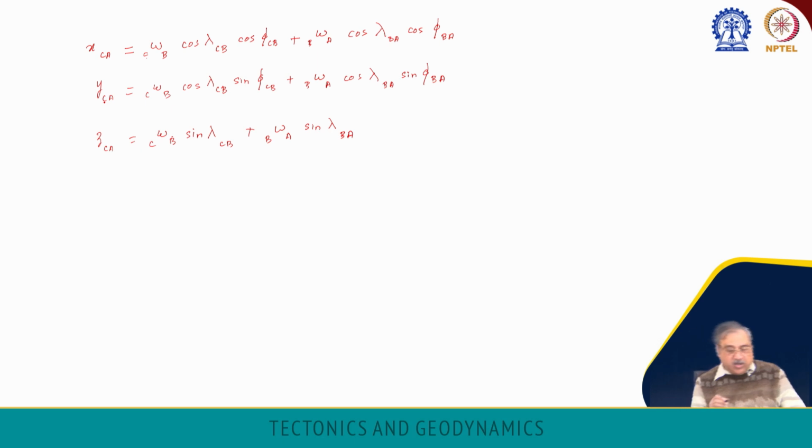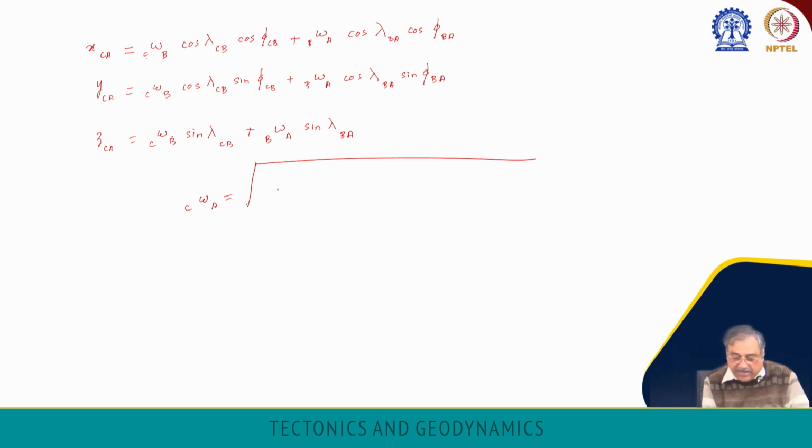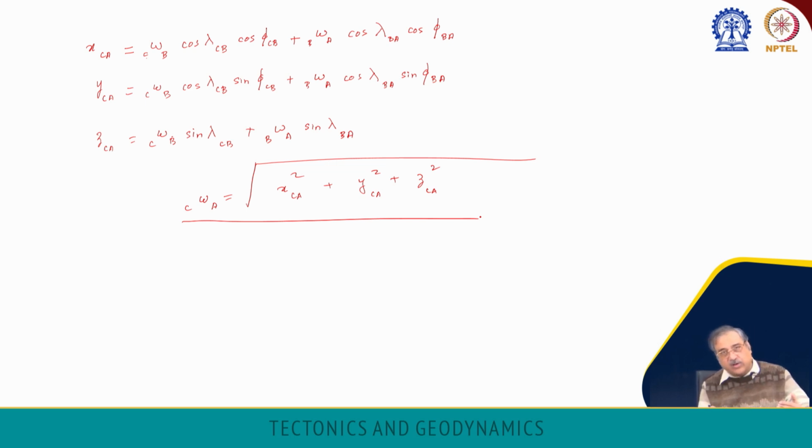So, we can get that. How do we get the magnitude? Now, it is a very simple affair. So, omega, the magnitude of A with respect to C, this would just be equal to the root mean square of, all we have is x of CA squared plus y of CA squared plus z of CA squared. So, this will give me the magnitude of the angular velocity that we have got.